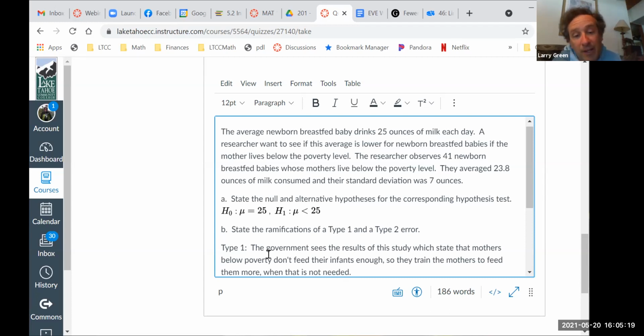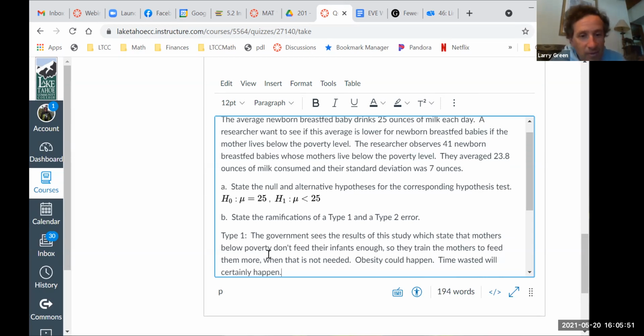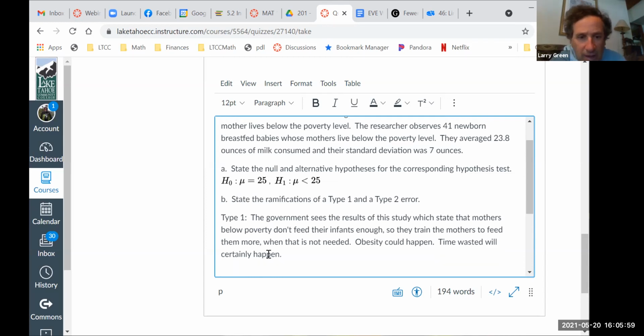Okay, the babies could get hurt because now maybe they're learning how to eat too much, which could give you obesity issues. Do you see that? Again, I'm not an expert in infant care, but I know with children, if you give them too much food all the time, then they get obese. So the obesity could happen. Time wasted will certainly happen. Right? These are the bad things. You always want to talk about the ramifications. What are the bad things that could happen? Any questions on type 1?